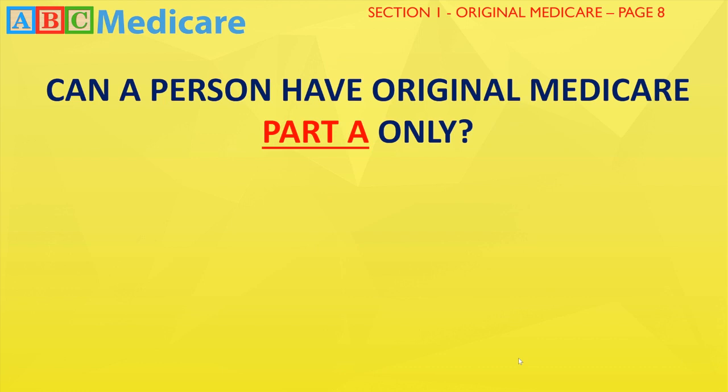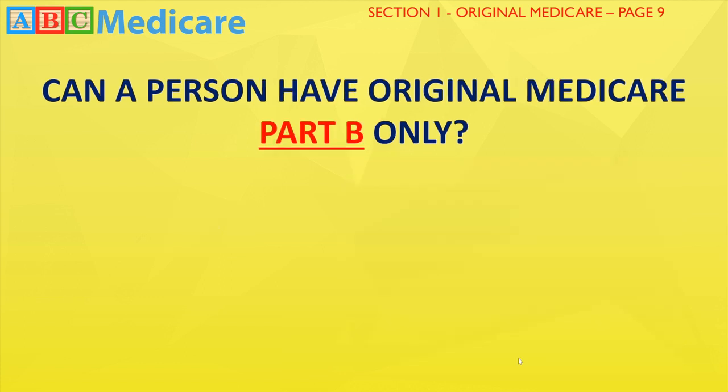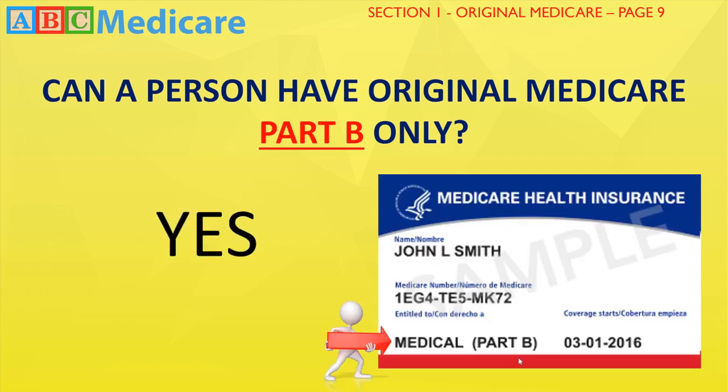Can a person have Original Medicare Part A only? Absolutely. And on their Medicare card, it would only show Part A. Can a person have Original Medicare Part B only? Absolutely. And that would be the very rare exception, though, because Medicare Part A generally never has a premium, but Part B does, so usually you're not going to find this case. If somebody only has one part, it's usually just going to be Part A.